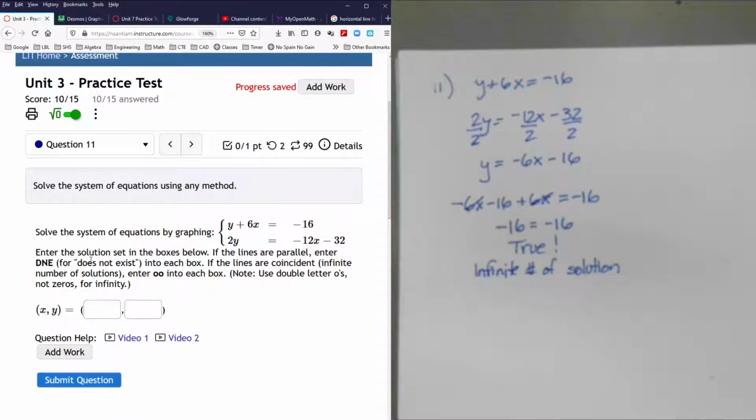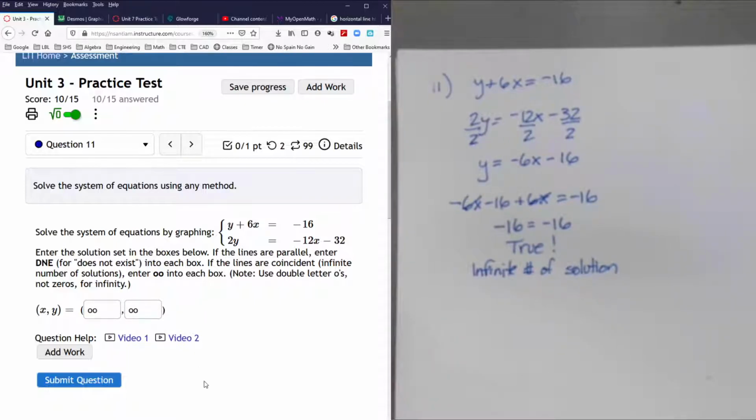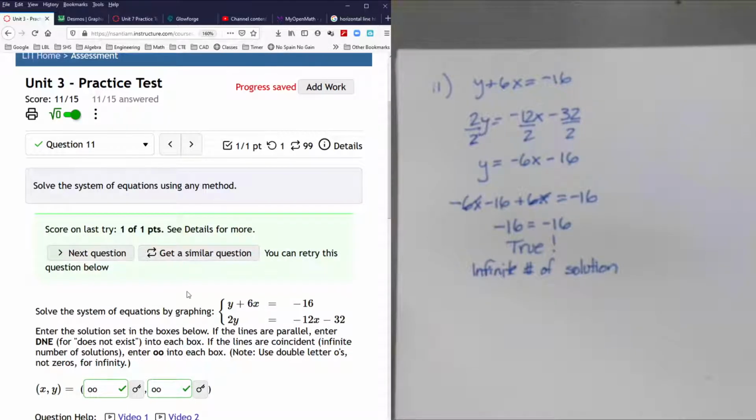Now, they give you some instructions here. They say, enter the solution set in the boxes below. If the lines are parallel, meaning there's no solution, we would say DNE in each box. If the lines are coincident, meaning that they sit on top of each other, there's an infinite number of solutions, we're going to type infinity, and the way we type infinity is 2 lowercase o's, so OO and OO. Okay, so there's an infinite number of x's and y's that we can do there.